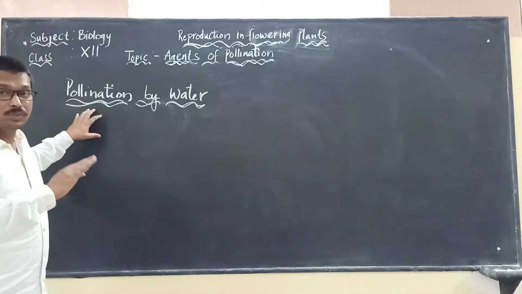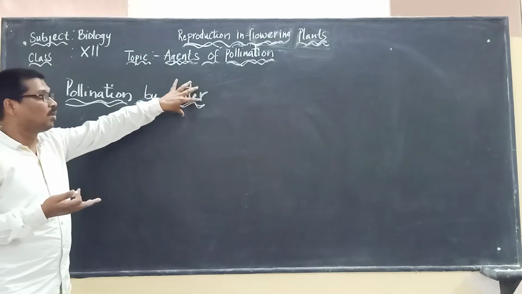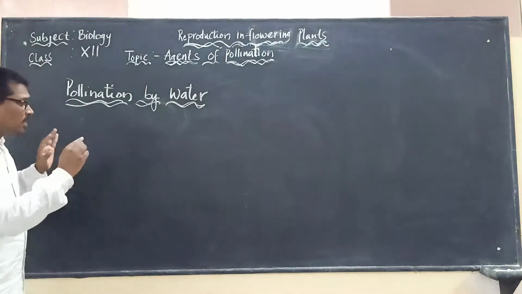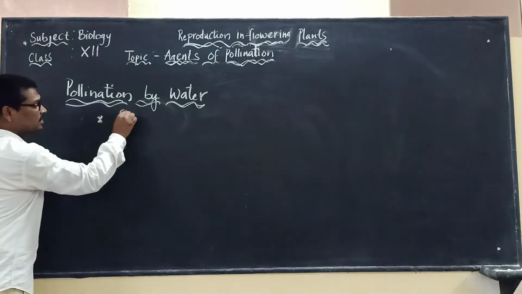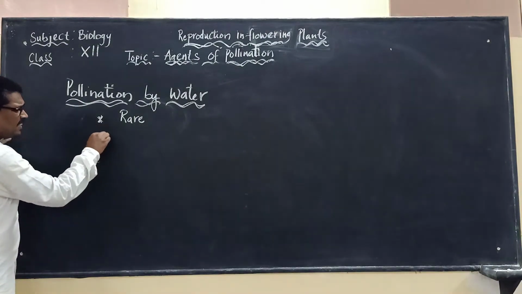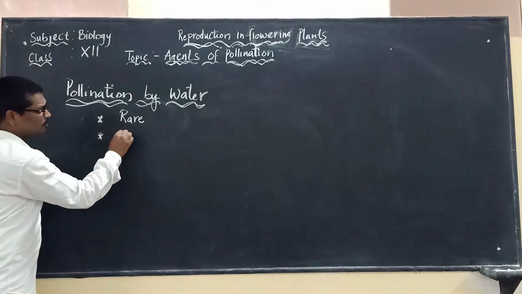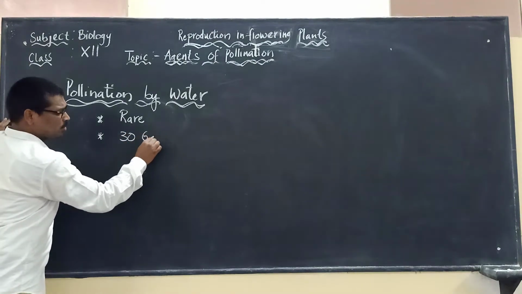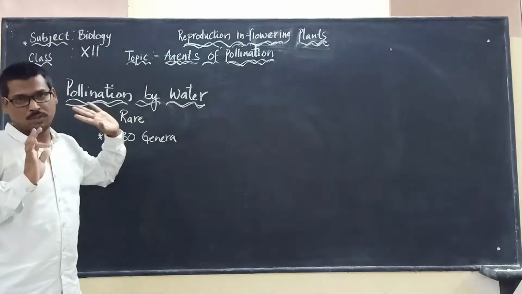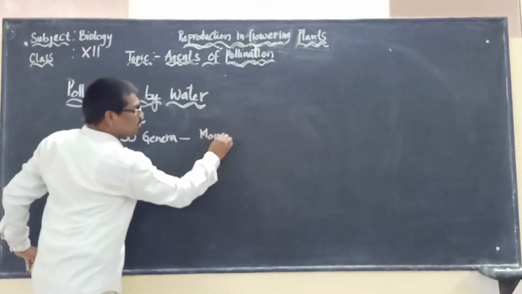But here we also should know pollination by water. Pollination by water is called hydrophily. Pollination by water is very rare in plants. It is limited to a very small number of plants, about 30 genera only, which show pollination by water. And these 30 genera mostly consist of monocots.